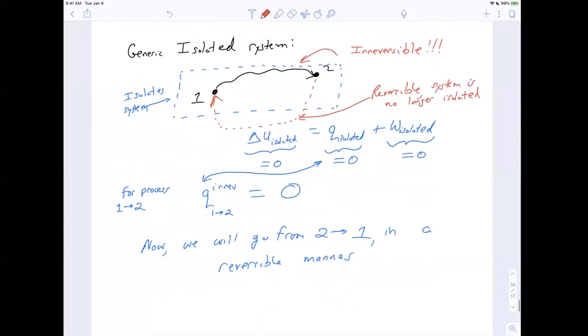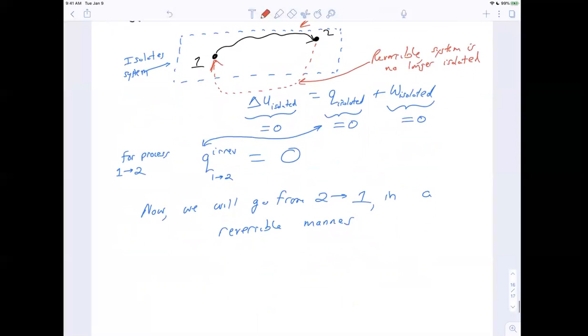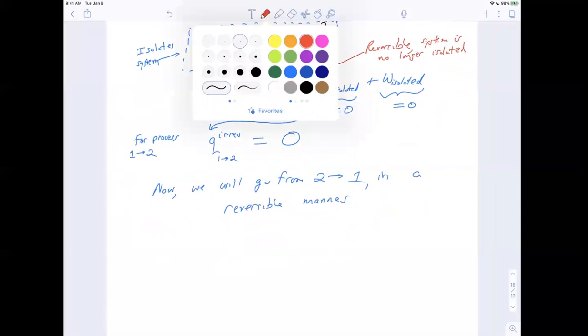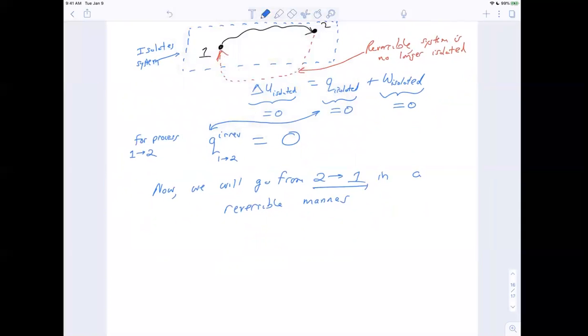And that's okay, right? Everyone gets it, because if it's not isolated, then it can have a heat interaction. So we're going to bring it back through this reversible process, in which there is a heat interaction. So when we go from 2 to 1, there's going to be a Q reversible to go from 2 to 1. Everyone following, or are there some issues I need to address at the moment?